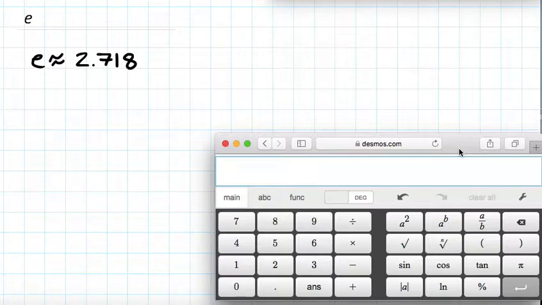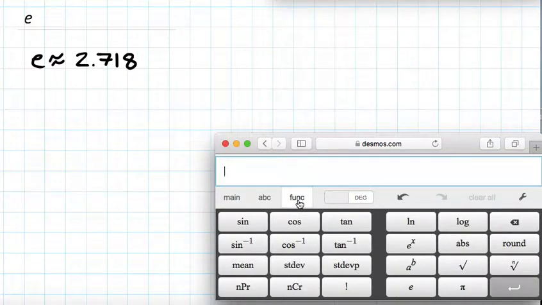So on this calculator, the E buttons are not on the main screen. But if I click on this button that says FUNC, it stands for function, I get more options, and there I see the E buttons. There's one button that's just E, and if I click on that, it shows me a decimal approximation for E. There's another button that says E to the X, and what that does is it automatically opens up an exponent for me to type in.